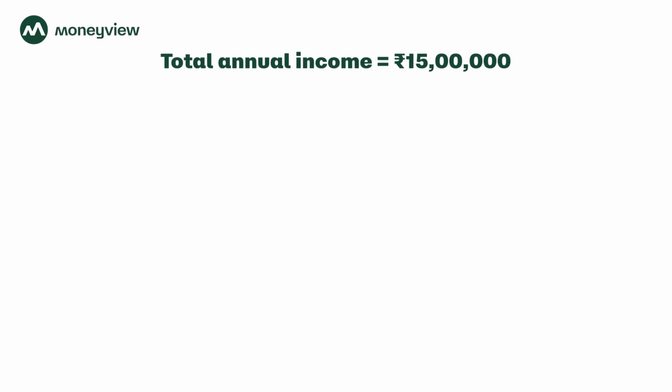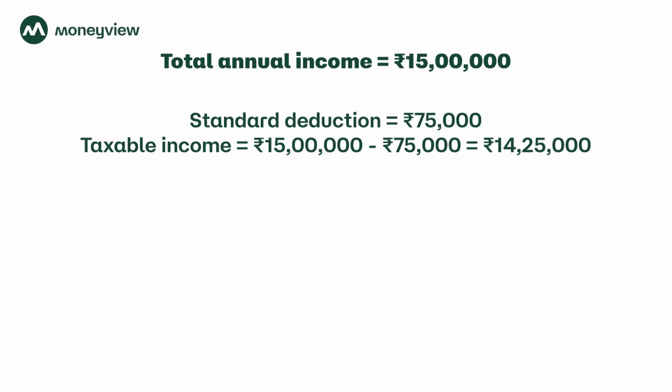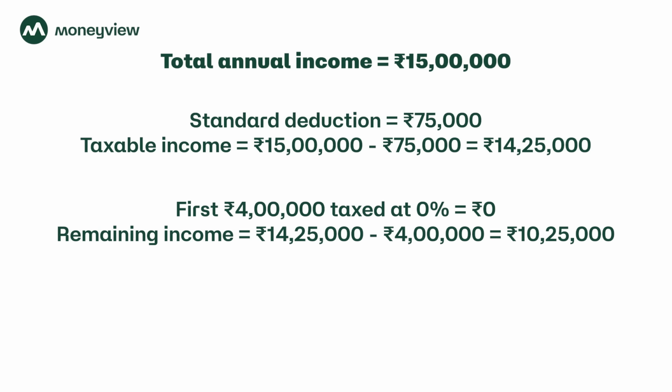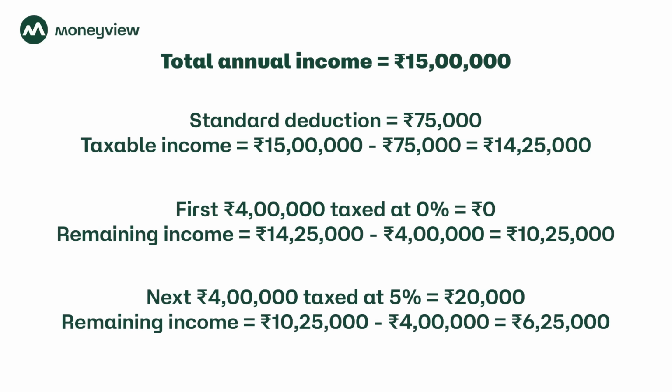Now let's take the example of someone who is earning rupees 15 lakh a year. From a total of rupees 15 lakhs, you get a standard deduction of rupees 75,000. Your taxable income becomes 14.25 lakhs. The first 4 lakhs is taxed at 0%, which leaves us with 10.25 lakhs. The next 4 lakhs, that is 4 to 8, will be taxed at 5%. 5% of 4 lakhs is 20,000, which will leave us with 6.25 lakhs.